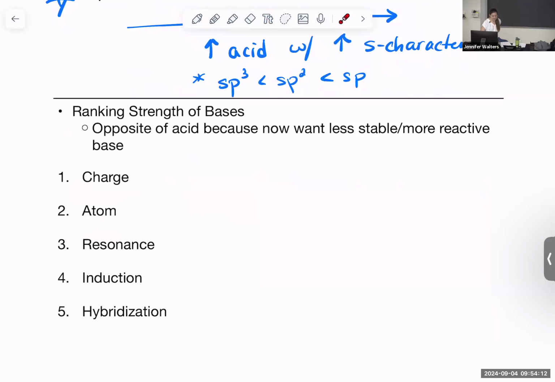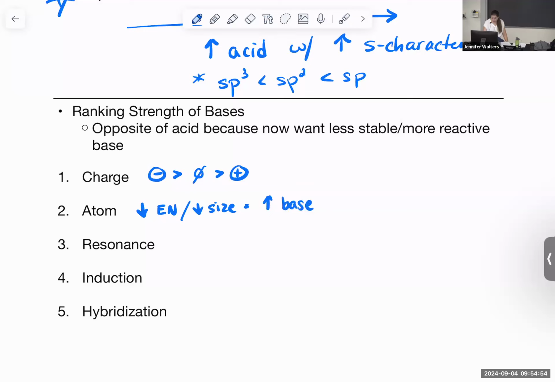So when we are ranking the strength of our bases, it is the opposite of the acid, because now we're looking for the less stable or more reactive base. It is the same factors in the same order. It's just the opposite conclusion. So if I want charge, now I want that negative charge, which is better than neutral, which is better than positive charge, because now I'm more reactive if I'm negatively charged. For atom, now I want the less electronegative, or the smaller atom for the better base.